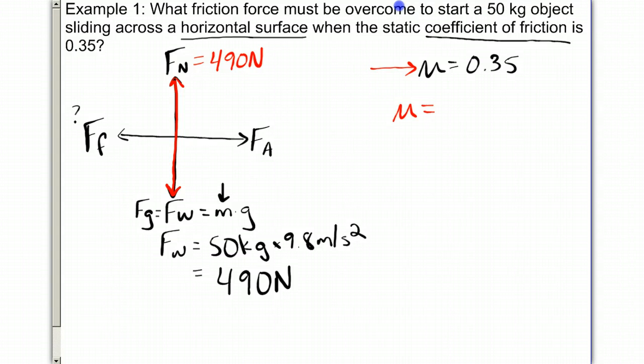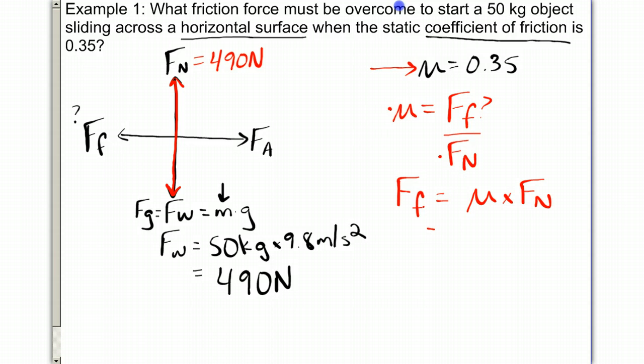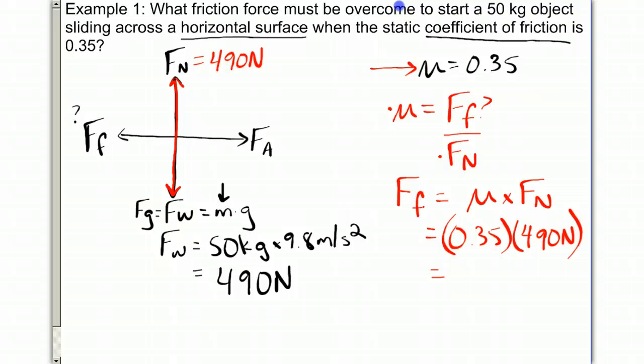Our equation is the coefficient of friction equals the frictional force divided by the normal force. We do know the coefficient and we do know the normal force, so we can solve for our frictional force. I'm going to rearrange the equation. Frictional force is equal to the coefficient of friction times the normal force. And so that's going to equal 0.35 times 490 newtons. And so that's going to give me a frictional force of 171.5 newtons.